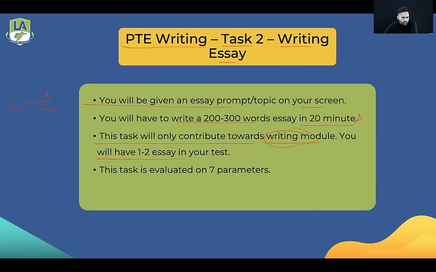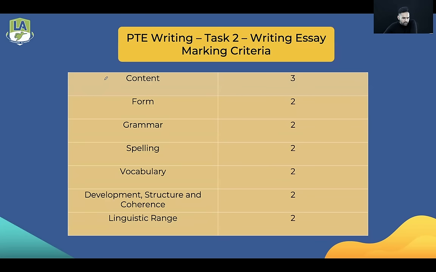You'll have 1 or 2 essays in your test, and this task is evaluated on 7 parameters. There is no fixed answer, but 7 parameters. Content means you have relevant keywords and relevant information. Keywords are important here, relevant to the topic. For example, if they're talking about internet, you need to have social media, Google, search engines, marketing, job. So keywords related to the main topic.